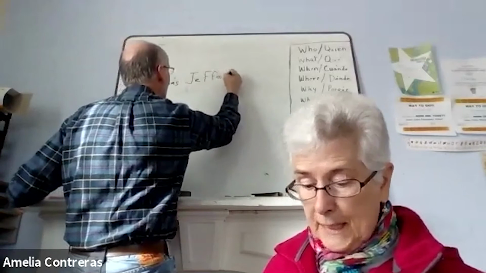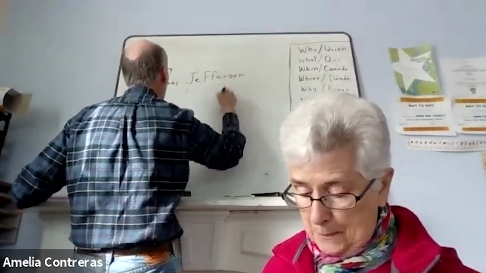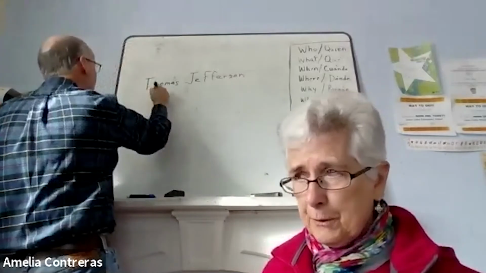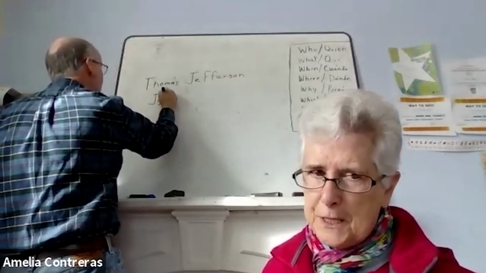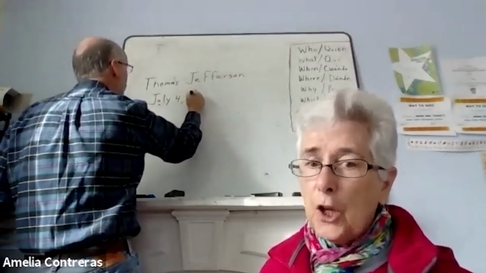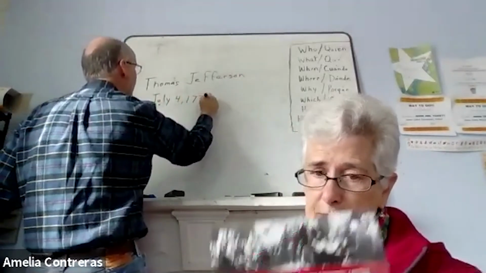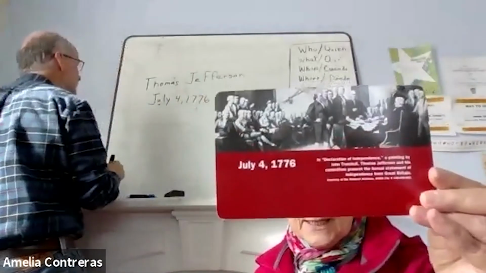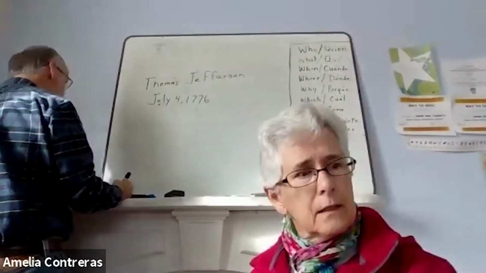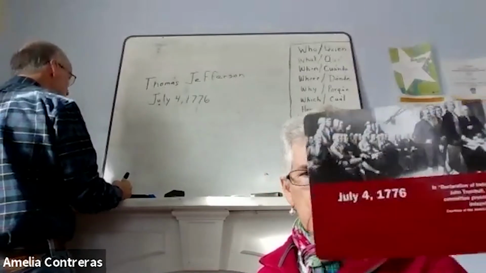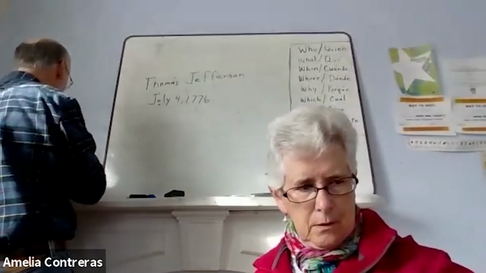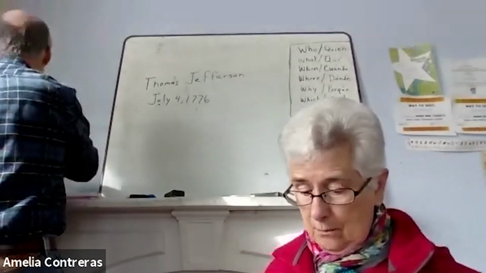When was the Declaration of Independence adopted? This is the other date we have to remember, and this one you have to remember the month, the day, and the year. So it's July 4th, 1776. July 4th, 1776. A picture of all the men that worked on the Declaration of Independence and signed it.